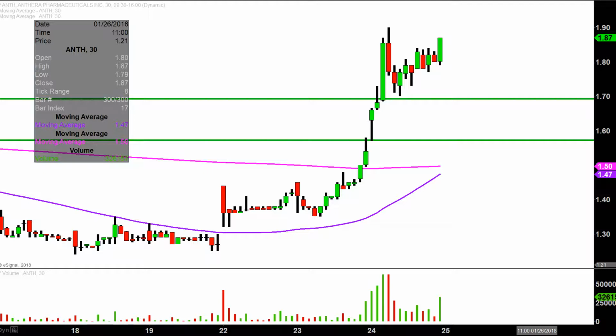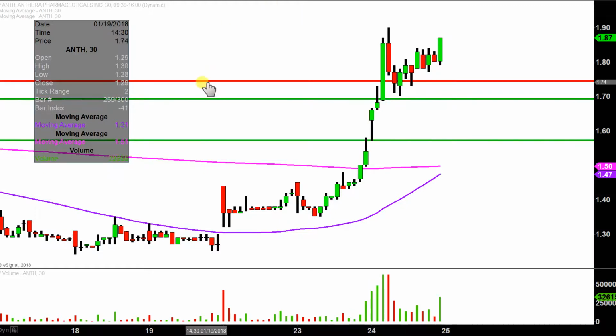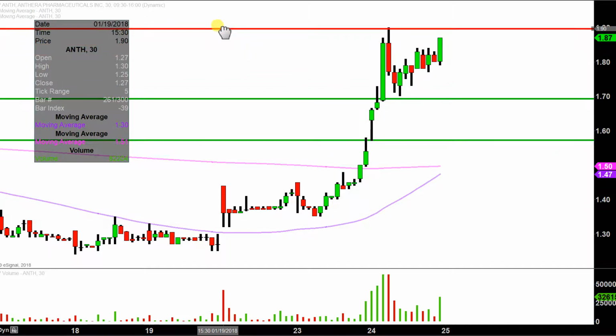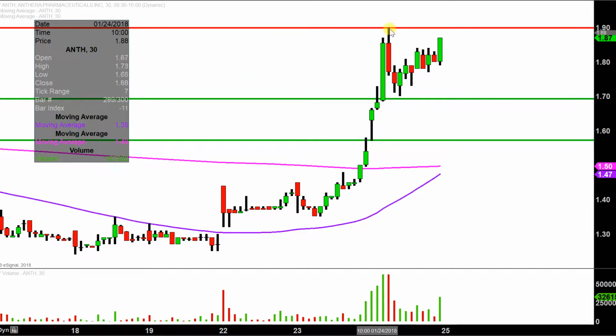What about areas of resistance? Pretty straightforward as it stands right now. The party stopped today up there at the $1.90 mark. So going into tomorrow, $1.90, public enemy number one going forward.